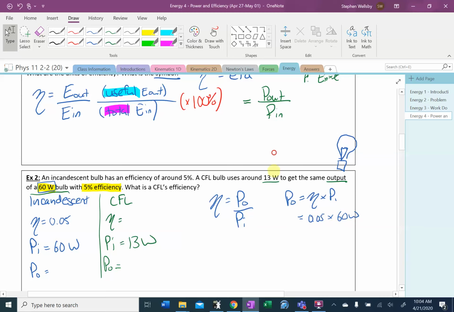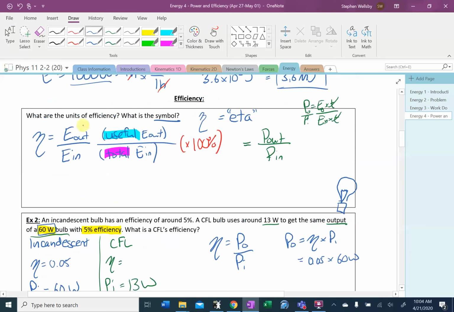By the way, I forgot to ask or answer this question earlier. What are the units for efficiency? Give yourself a second, pause the video if you need to. You may see this right away, you may not. But if you don't see it right away, try pausing the video for just another moment to see if you can solve this.